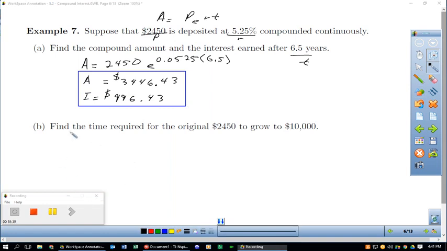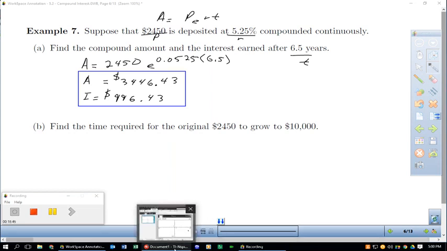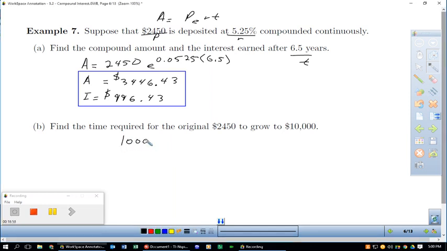All right, part B of this example, find the time required for the original 2450 to grow to $10,000. Okay, so first I'm going to go to my calculator, because I'm actually going to have to find when, let me just go ahead and write the equation out actually. So the accumulated amount, the compound amount is 10,000 equals 2450, our present value, deposit, times e to the 0.0525 times t. We want to know what value of t will solve this.